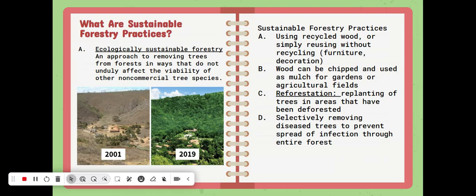Some sustainable forestry practices that you can do, as well as other much larger companies could do: you can recycle wood or maybe reuse it without recycling, like doing an upcycle of furniture. Wood can be chipped and used as mulch for gardens or agricultural fields rather than wind up in a landfill. Reforestation is replanting trees in an area that had recently been deforested, or selectively removing diseased trees to prevent the spread of infection through an entire forest.